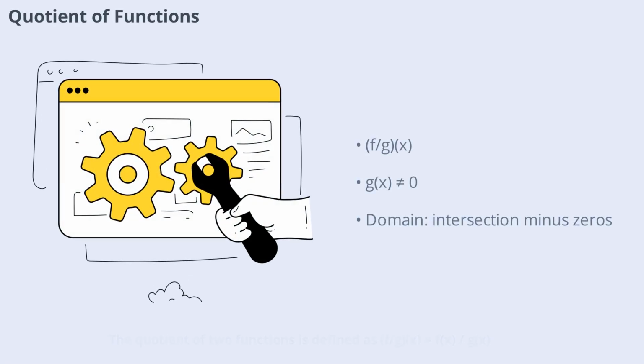The quotient of two functions is defined as (f divided by g)(x) equals f(x) divided by g(x), provided g(x) is not equal to 0. The domain of the quotient is the intersection of the domains of f and g, excluding points where g(x) is 0. This operation is essential in calculus and rational expressions.